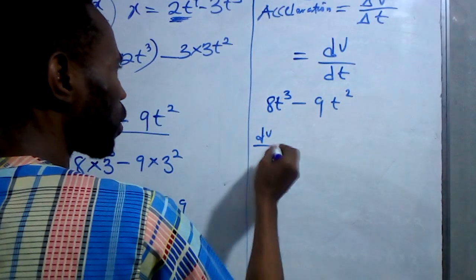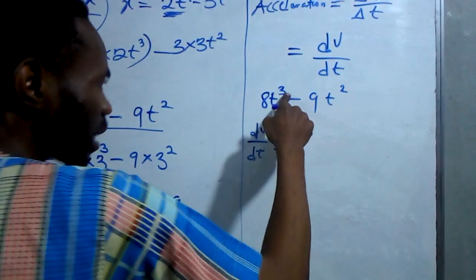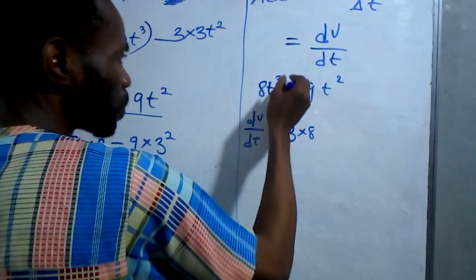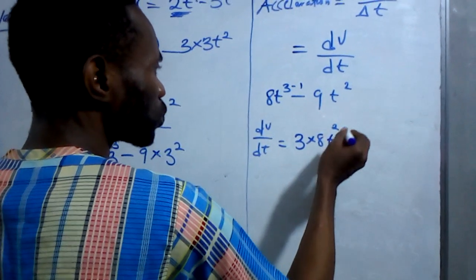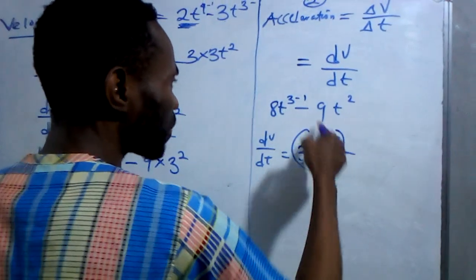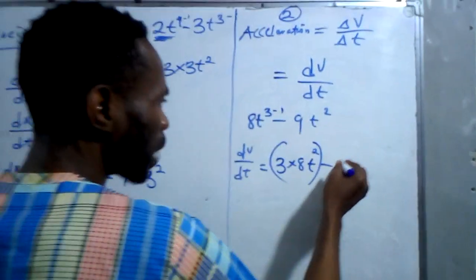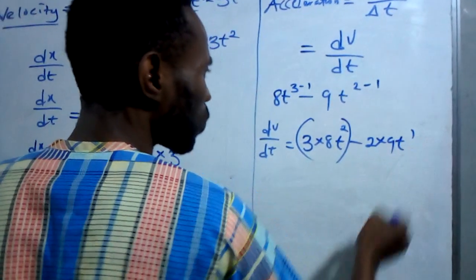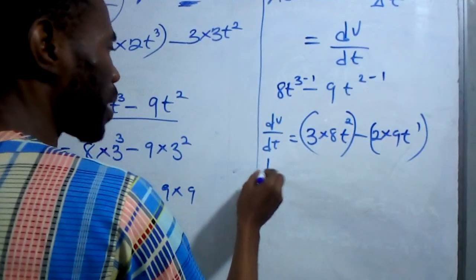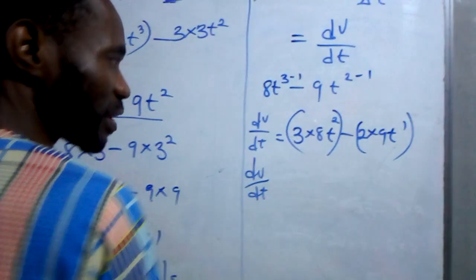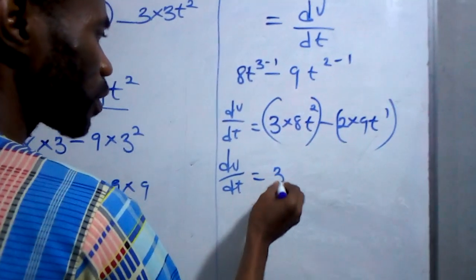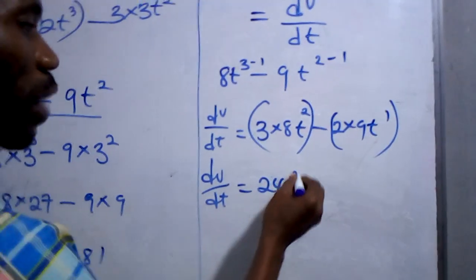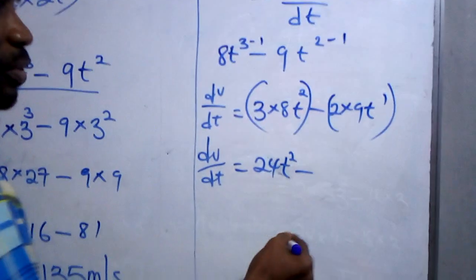Our dv all over dt will be equal to, use the power to multiply, so we'll have 3 times 8, subtract 1 here, and we'll have t raised to the power 2. Minus, use the power to multiply, we'll have 2 times 9, subtract 1 here, so we'll have t raised to the power 1. So our dv over dt, which is acceleration, will be equal to 3 times 8 is 24, so I have 24t squared minus 9 times 2 is 18, 18t.